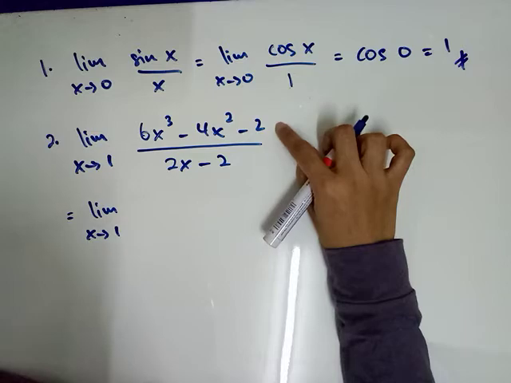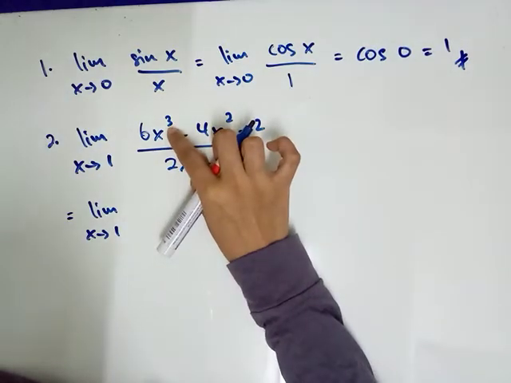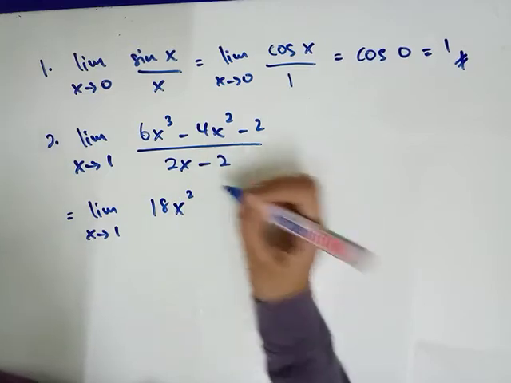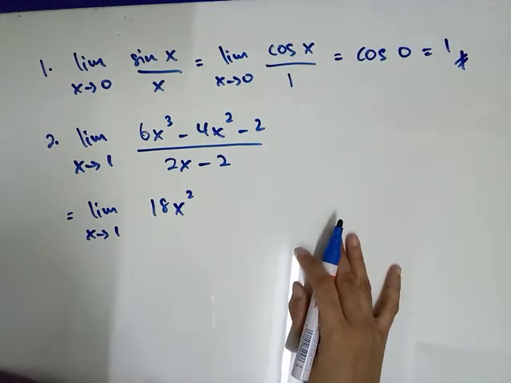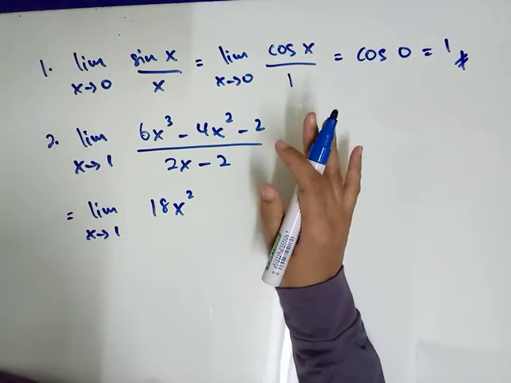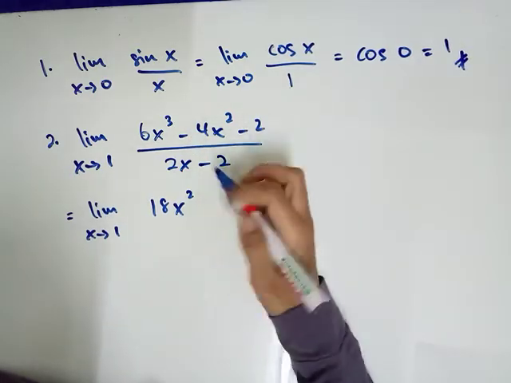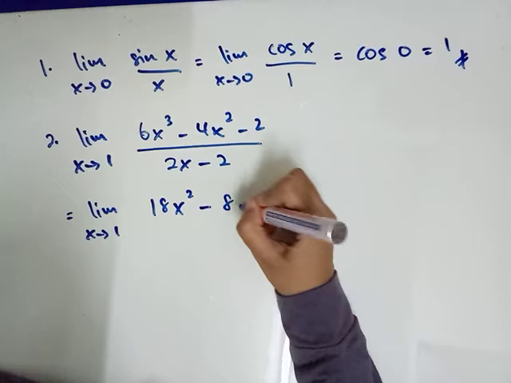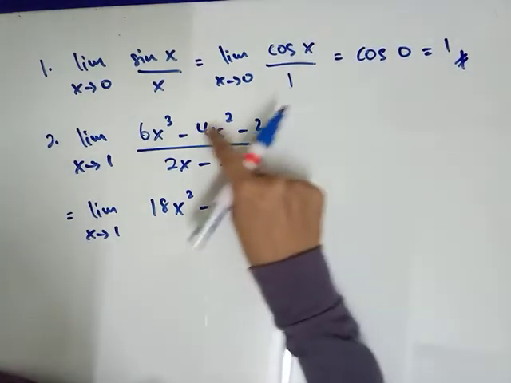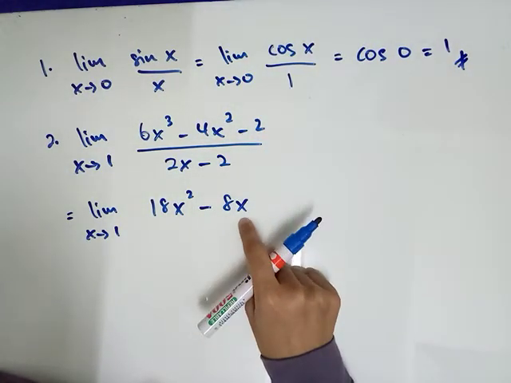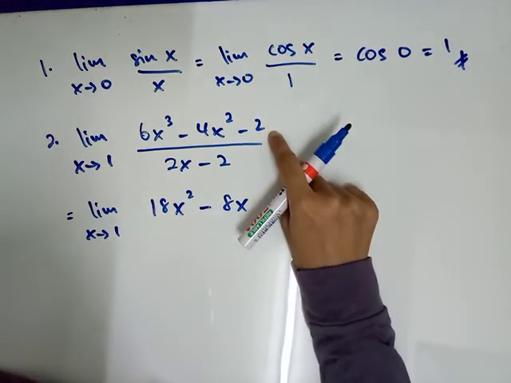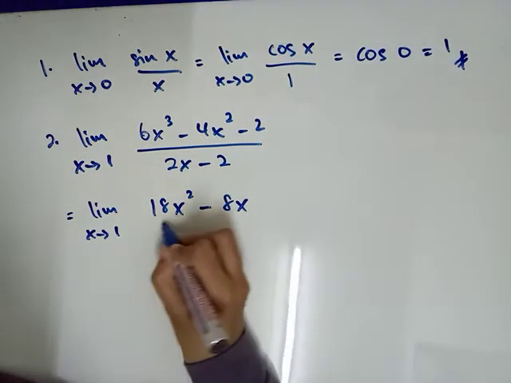At the numerator, 6x cubed, differentiate, we get 18x squared. Do you still remember the concept of differentiation? Minus, differentiate 4x squared, we get 8x. 2 times 4, we get 8, and then x to the power of 2 minus 1, we get 1. Differentiate negative 2, we get 0, so no need to write.